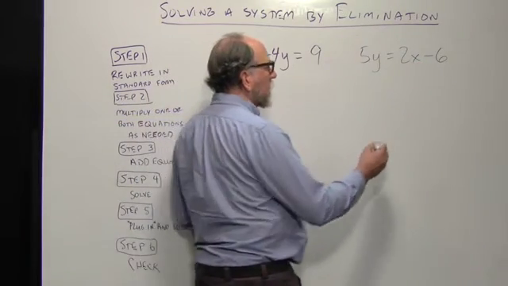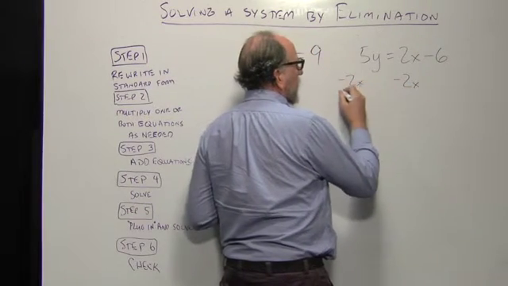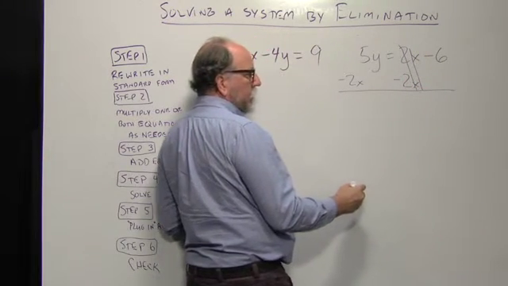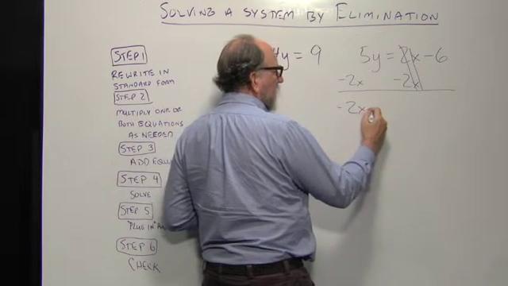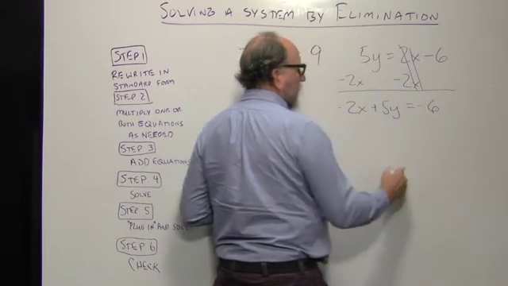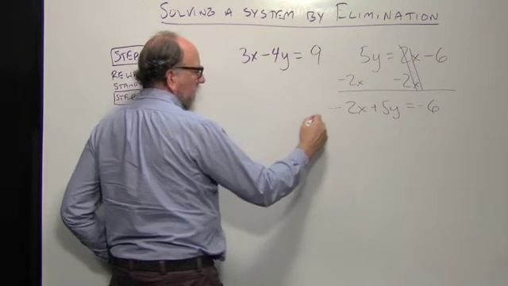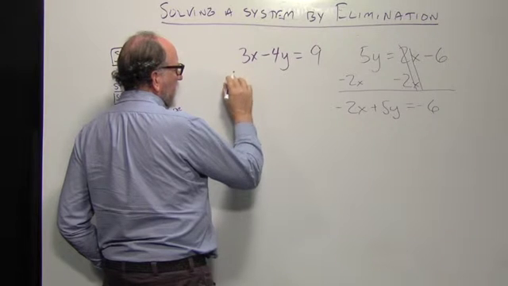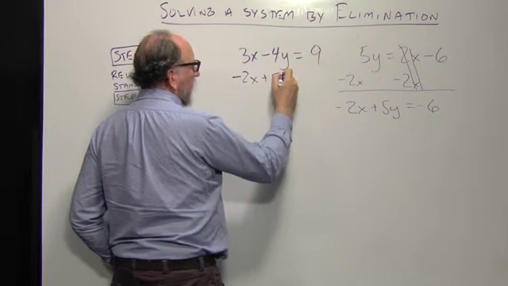So all we need to do to this equation is subtract 2x from both sides. These add to 0 over here, and we end up with negative 2x plus 5y equals negative 6. So I'm going to rewrite that new version, written in standard form, underneath this other equation. These are the two we have to combine.